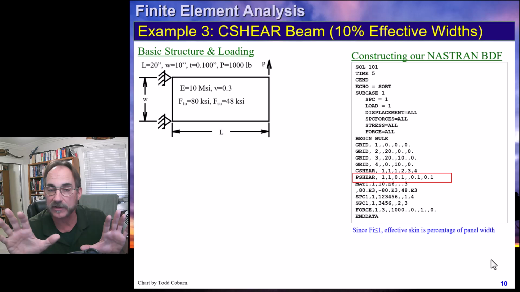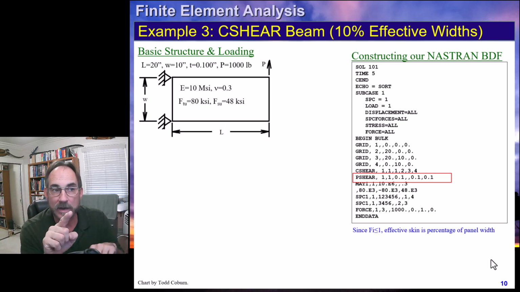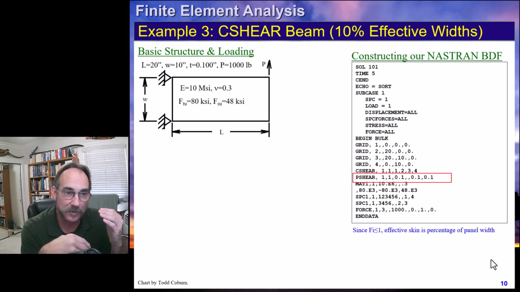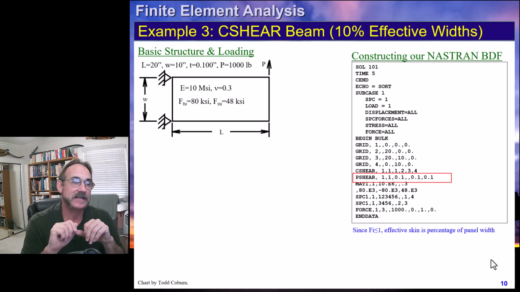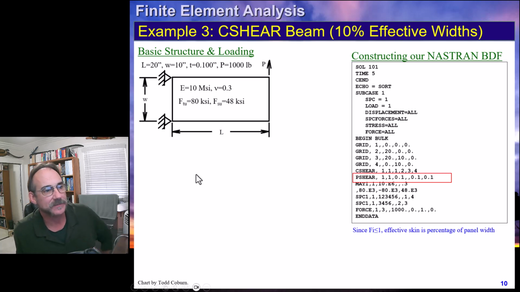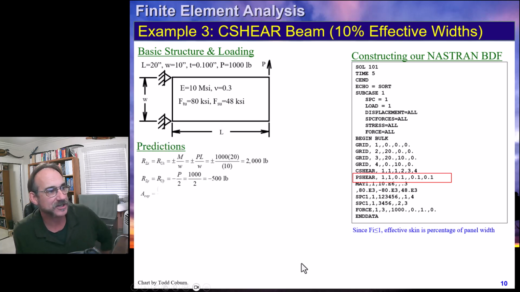Remember in the first example we did this, we made this 1.0, and that gave us 100% of panel width as our effective area. But now we're only assuming 10% effective, which means that since our F1 is less than 1, that's 10% effective width, and that's going to result in some different calculations. Our reactions are the same. Our cap areas are now different. It's that percentage or factor times our width times our thickness, and half of it's put in each cap.